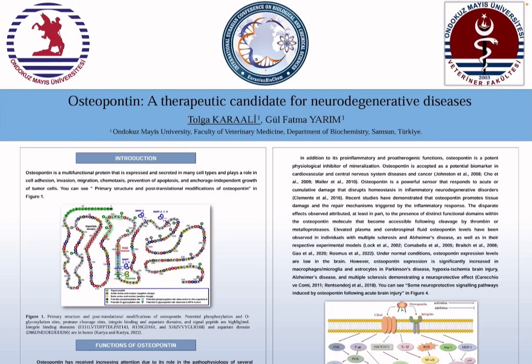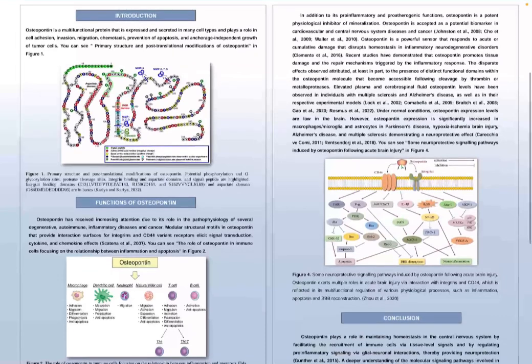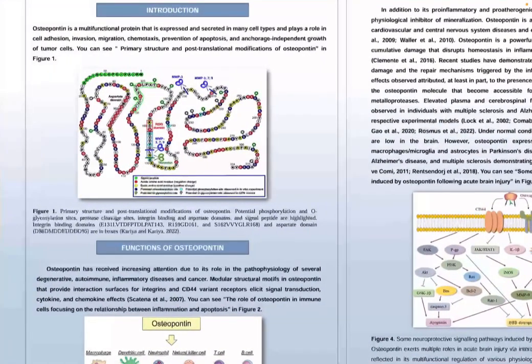Today I'm going to present my poster about osteopontin, a therapeutic candidate for neurodegenerative diseases. Osteopontin is a multifunctional protein that is expressed and secreted in many cell types and plays a role in cell adhesion, invasion, migration, chemotaxis, prevention of apoptosis, and anchorage-independent growth of tumor cells. You can see the primary structure and post-translational modification of osteopontin in figure 1.